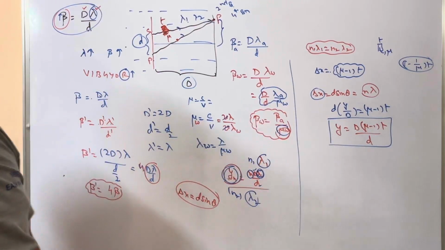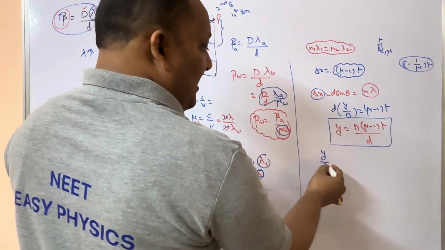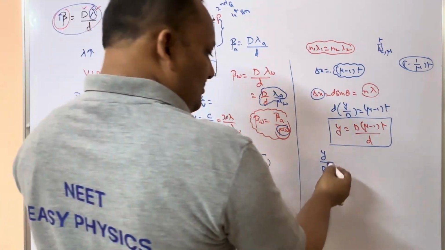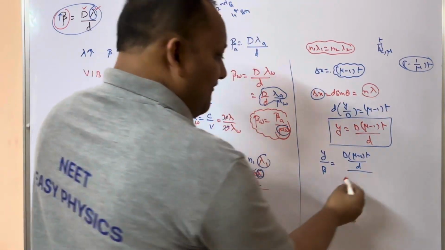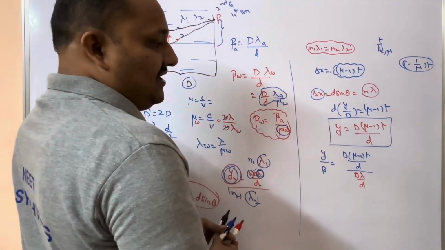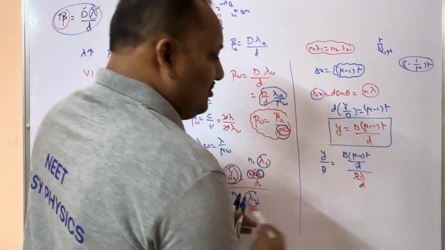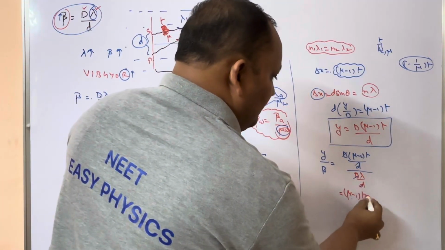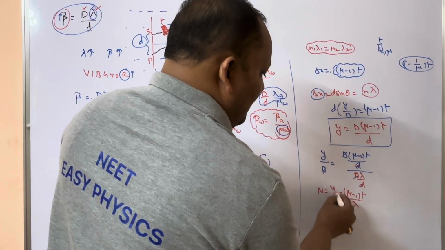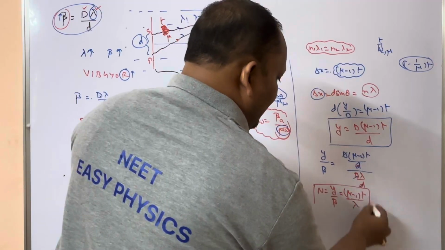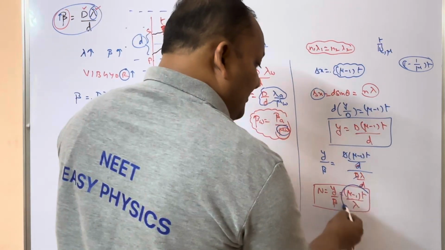How much it is going to be shifted? They will ask how many fringes are shifted. At that time, the shift we have to divide by beta. So what is beta we came to know? D into mu minus 1 into t by d. What is beta? D lambda by d. Then what is cancelling? D by d cancels. So mu minus 1 into t by lambda. This is the number of fringes shifted. Some people will write delta y by y naught, that is their wish. The number of fringes shifted formula is this.